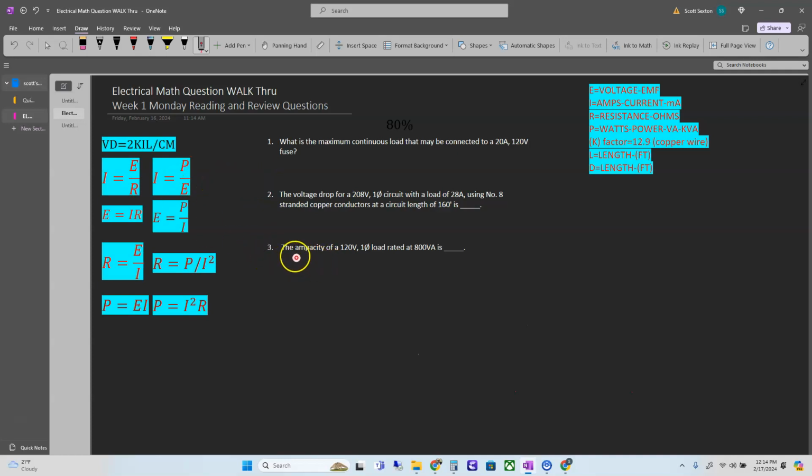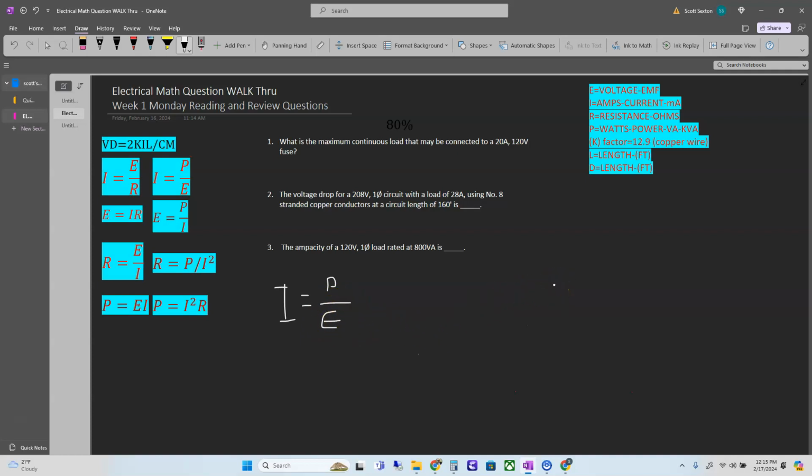So, ampacity means I. I'm looking for I, amps. So I'm going to be using one of these two calculations. I've got 120 volts, so I've got E, and I have VA. VA is watts or power. So that tells me I can use this calculation right here. I equals P divided by E.